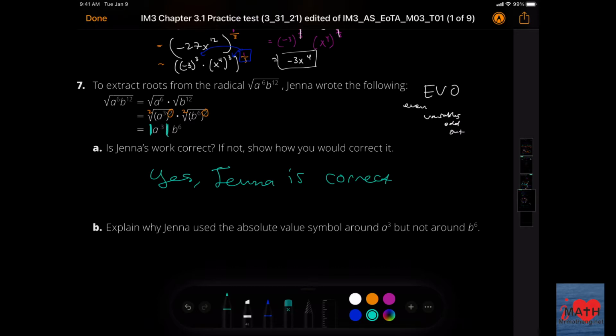Remember, over here, you could have done something like a to the third, 2 over 2, and b to the 6, 2 over 2. And these cancel. Now, remember the absolute value sign. Why does that happen?